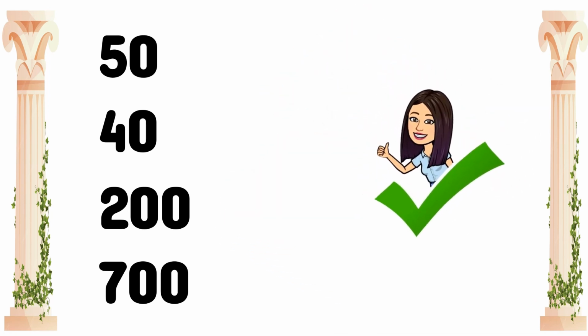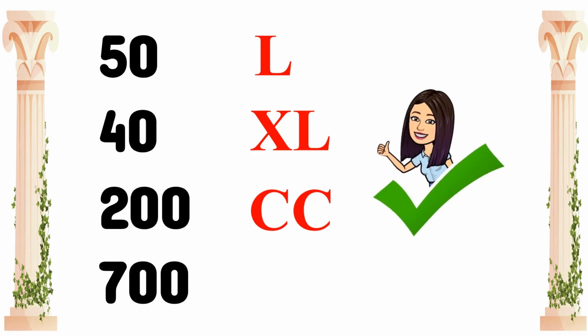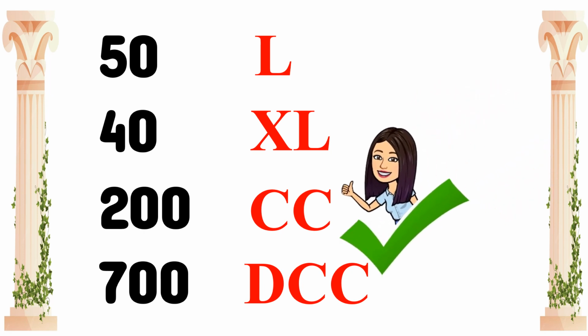Let's check your answer. 50 is L. 40 is XL. 200 is CC. 700 is DCC.